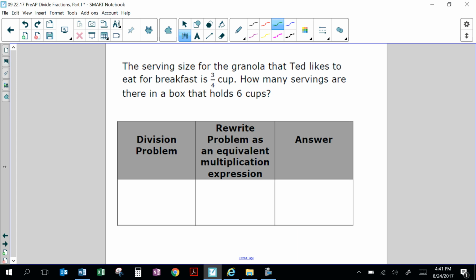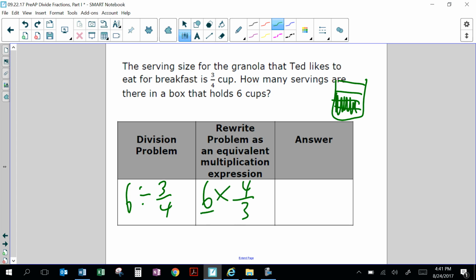The serving size for a granola that Ted likes to eat for breakfast is 3/4 cup. So this is a serving size. How many servings are there in a box that holds 6 cups? So we're starting with 6 cups. We're splitting or dividing it into smaller portions for Ted. So we multiply; the reciprocal is 4/3. So you get 24/3 or 8. So he can have 8 servings.